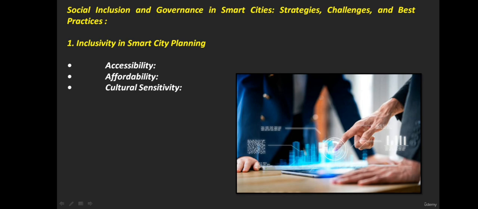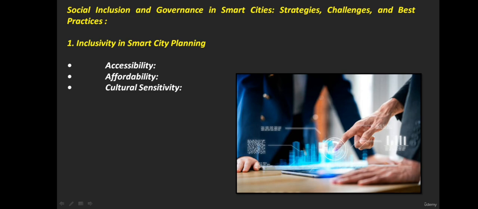The first one is we need to discuss inclusivity in smart city planning. Inclusivity should be at the forefront of smart city planning. This means that urban development strategies should be designed to cater to the diverse needs of the population. So what are the key considerations we have to focus on?